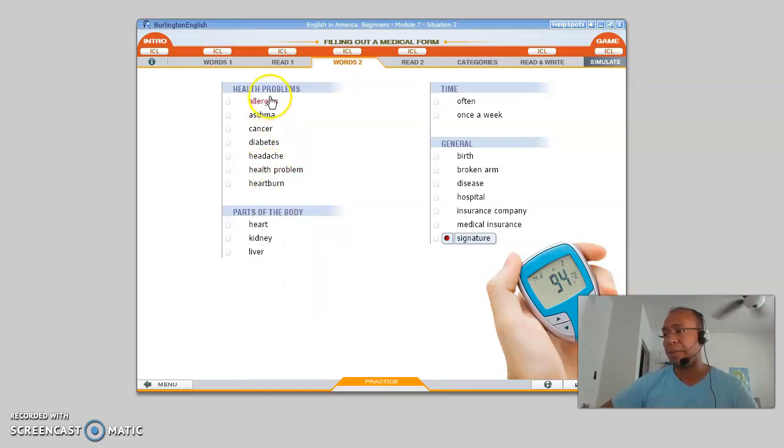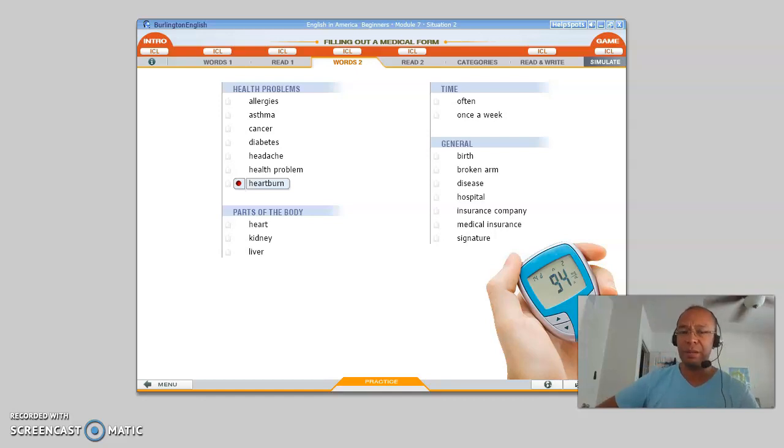Health problems. All of these are health problems. They're related to your health, and they can cause some issues. Heartburn. Heartburn is a reaction that you get sometimes from eating or from some sort of chemical reaction in your stomach. It's called heartburn. How can I explain this better?